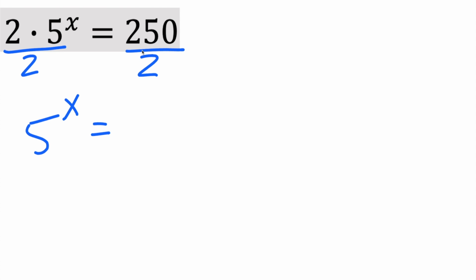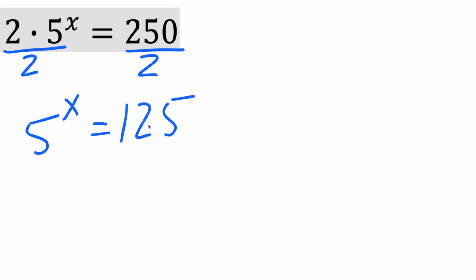Okay, this is our second problem. If you want, I would recommend pausing the video and attempting this. Okay, same procedure. We want to get this exponent piece by itself. So how do we get rid of the 2 in front? This is saying 2 times 5 raised to x. So the opposite of multiplication is division. So we're going to divide by 2, divide by 2. So we get 5 raised to x is equal to 250 divided by 2 is 125.